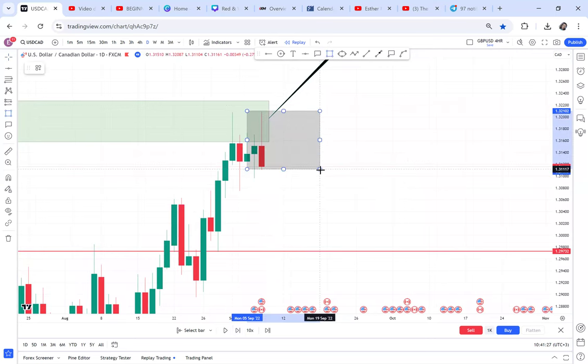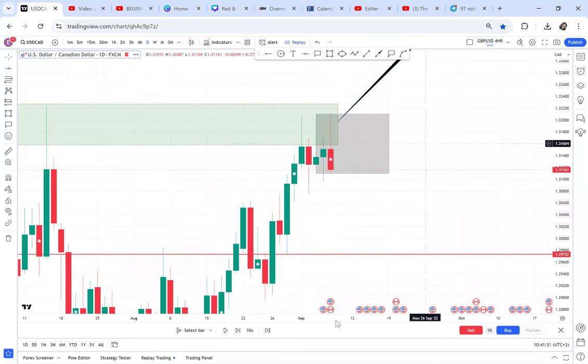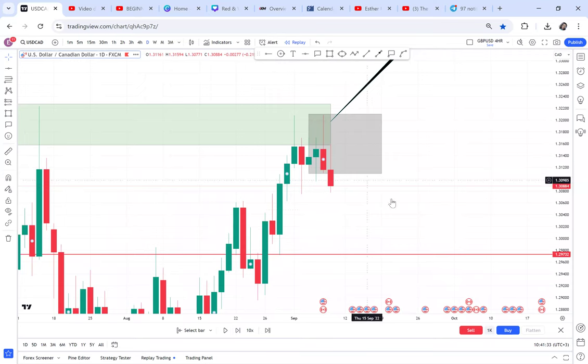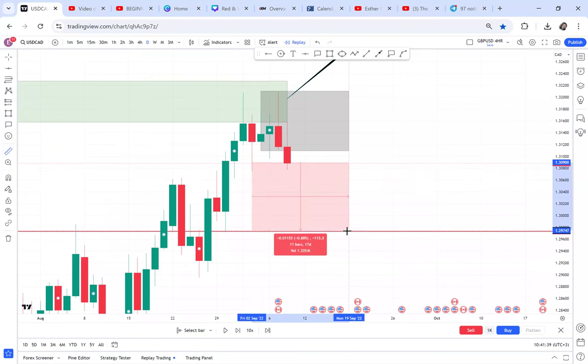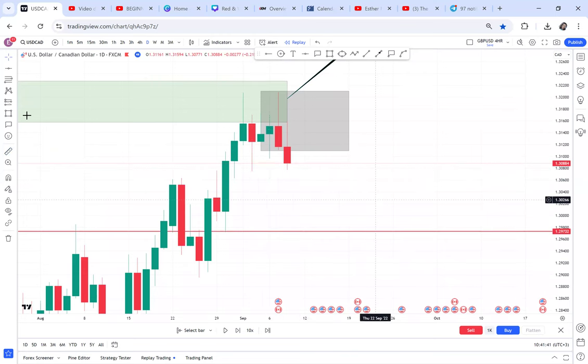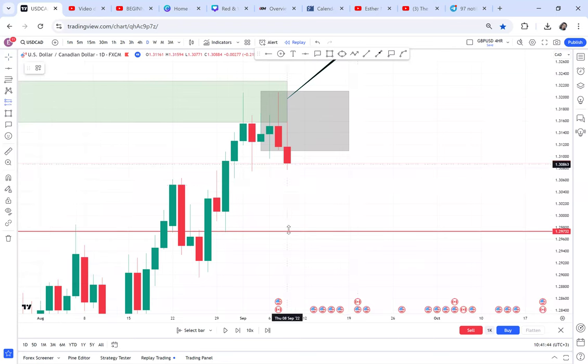This red candle has not engulfed the green one. In case a green candle happens, I will remove the box. So that's what you do. So you can see the box has been broken. And in that case, we have 116 pips. Can you imagine 116 pips? So you enter, you trade 116 pips.